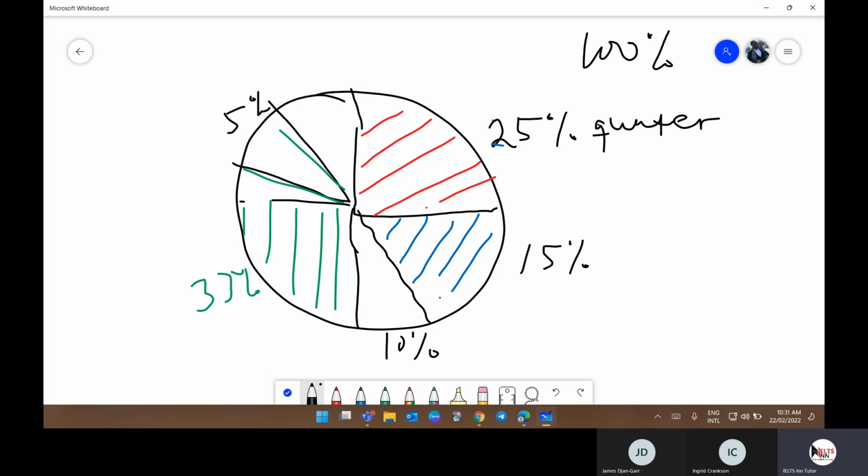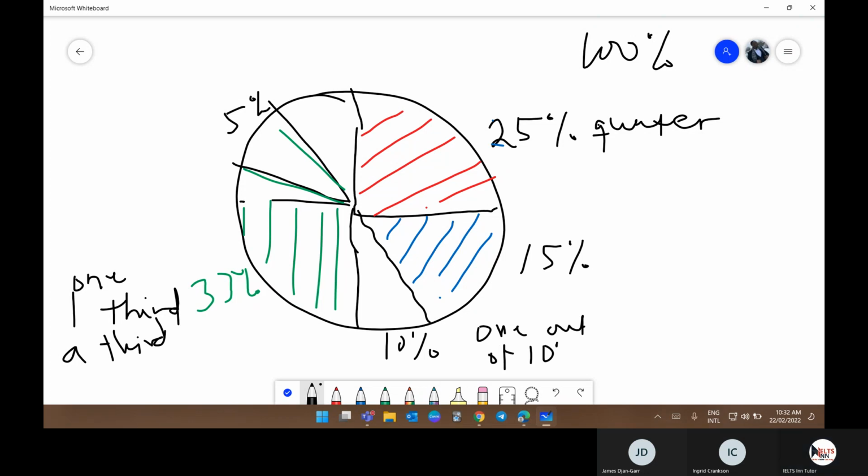So you choose to say this is a quarter, then maybe you present this as a ratio or a fraction. So you say one third, or a third, depending on the grammar, the construction you are using. You can present this as one out of ten. You can decide to present this as 0.05.